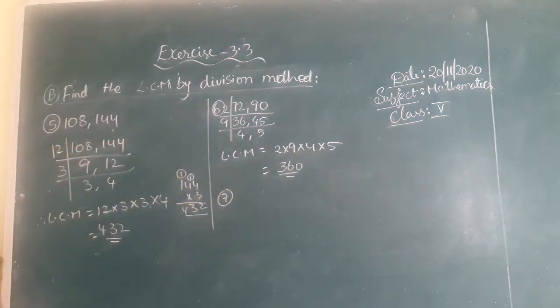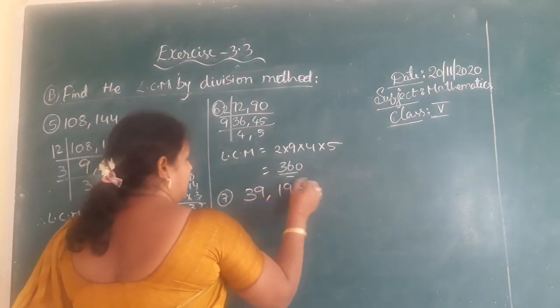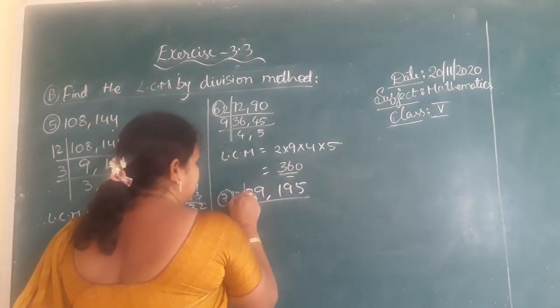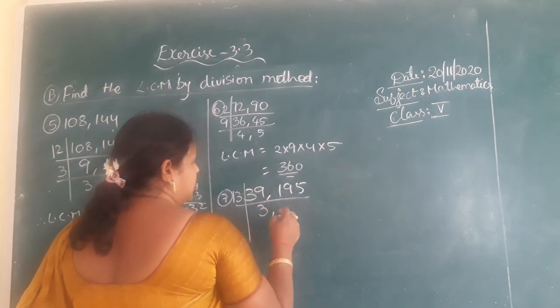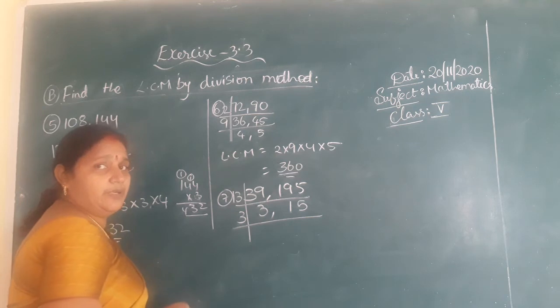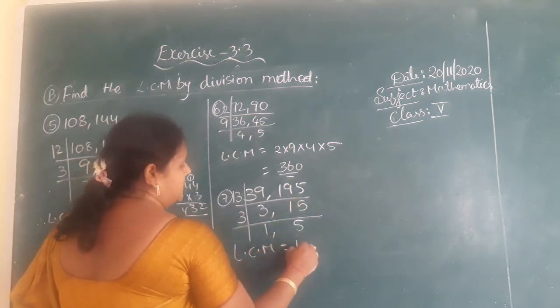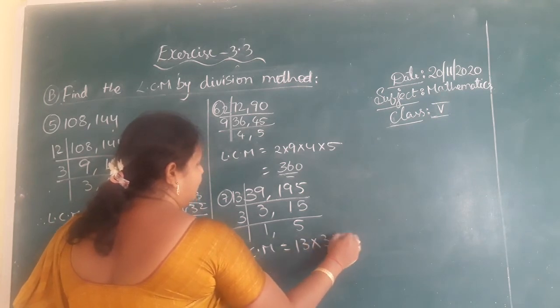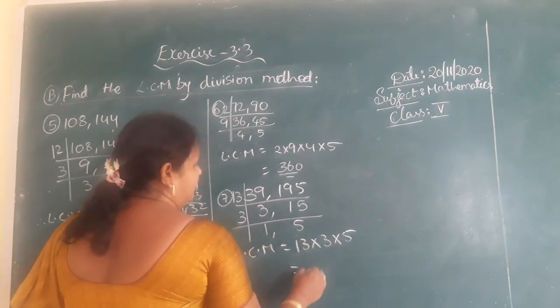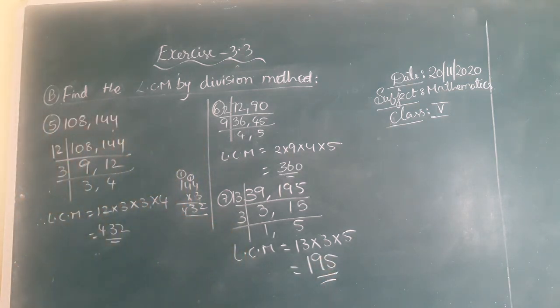See the seventh one, children. 39, 195. You can see these two numbers in the 13 table. 13 3s, 13 15s. 3 and 5 are divisible in the 3 table only. 3 1s, 3 5s. So LCM equals 13 into 3 into 5. 13 15s, 195. Okay. See the next one.